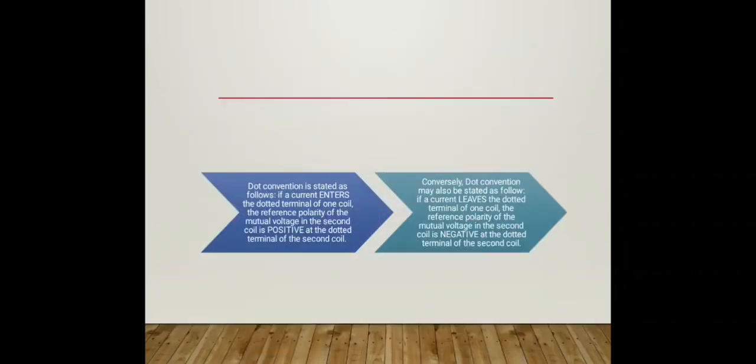Dot convention states that if a current enters the dotted terminal of one coil, the reference polarity of the mutual voltage in the second coil is positive at the dotted terminal of the second coil. Conversely, if the current leaves the dotted terminal of one coil, the reference polarity of the mutual voltage in the second coil is negative at the dotted terminal of the second coil.